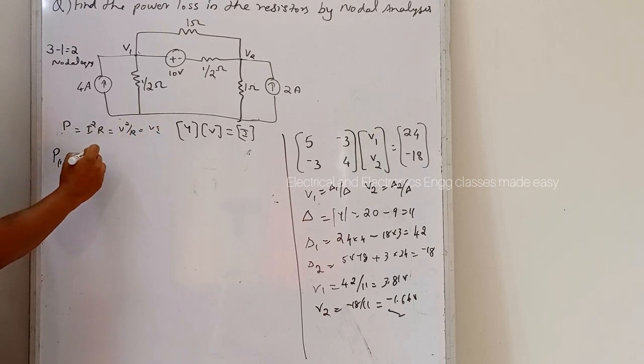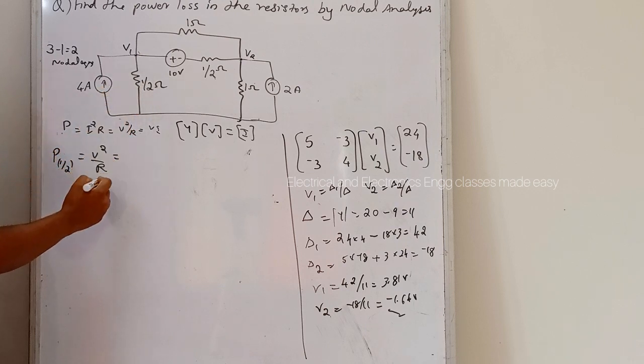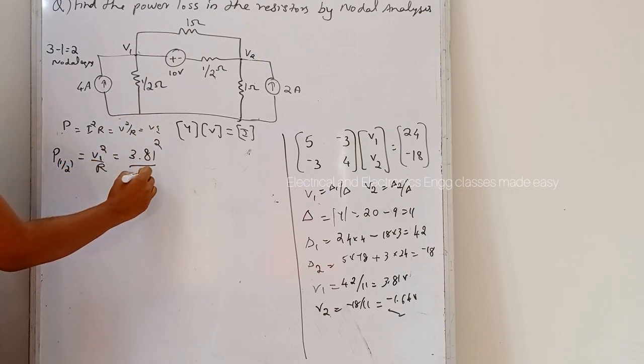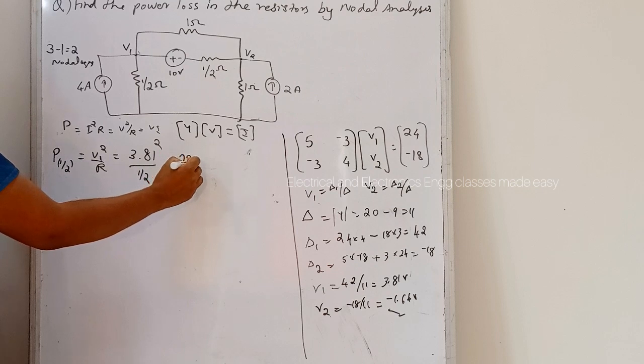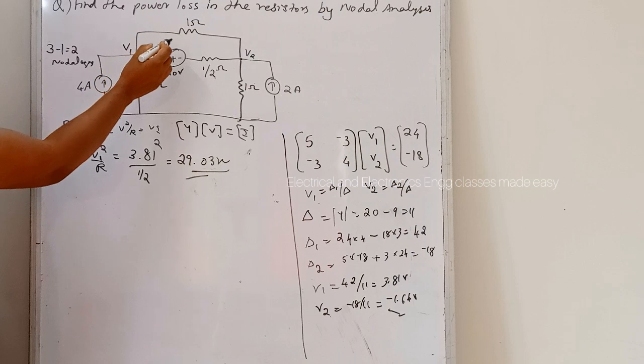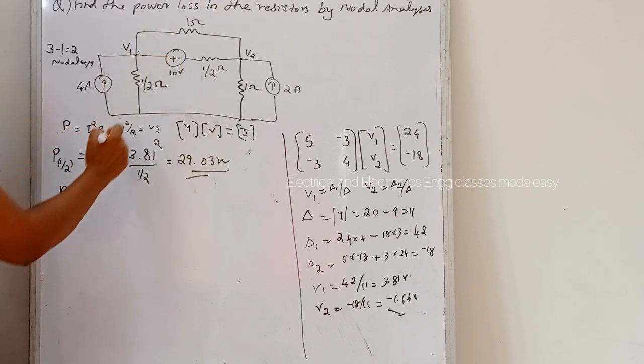So here we can use this equation, that is V squared divided by R. To find power loss in this resistor, V squared by R, that is V1 squared by R. So we can write 3.81 squared divided by R, which is 1 by 2, and that is equal to 29.03 watts.